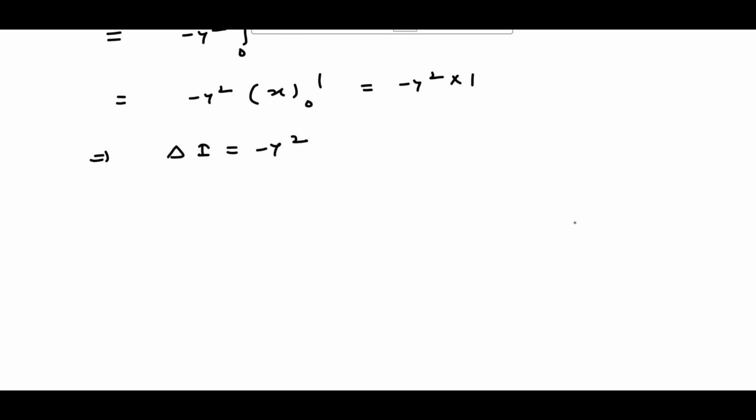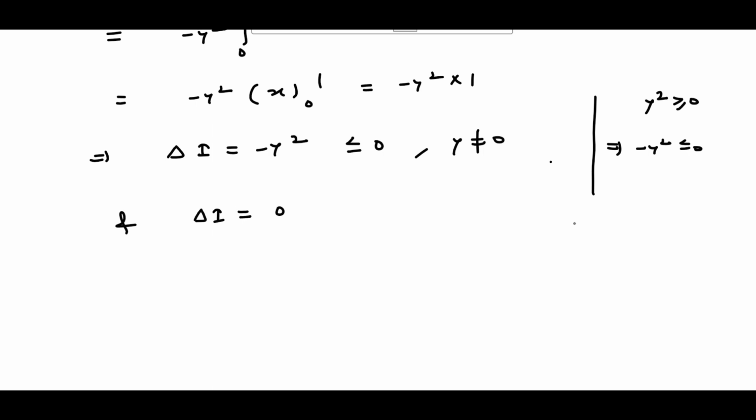So as we know that a square of any real number is always greater than or equal to 0. So if we multiply by a negative sign, negative y square, it will always give less than or equal to 0. So from here we can say that this will always be less than or equal to 0. It is possible only when y is non-zero, and delta I becomes 0 only for y equal to 0.